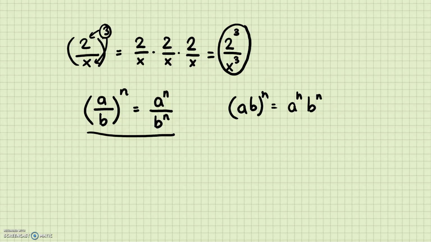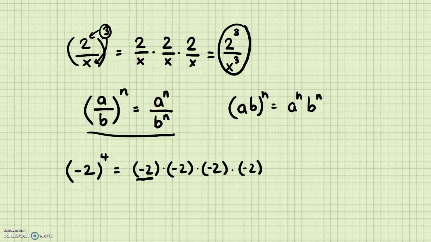Now, when applying this property, we need to be careful of where the parentheses are, especially when we're dealing with negative numbers. For example, we have negative 2 to the power of 4. What would this equal? Negative 2 to the power of 4 would be negative 2 times negative 2 times negative 2 times negative 2. And negative 2 times negative 2 here would be positive 4, and again, negative 2 times negative 2 would be positive 4. And multiplying positive 4 times positive 4 is going to equal 16.